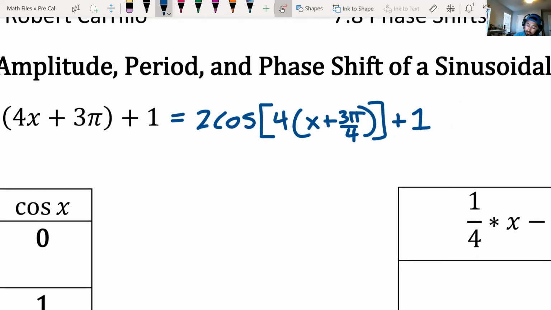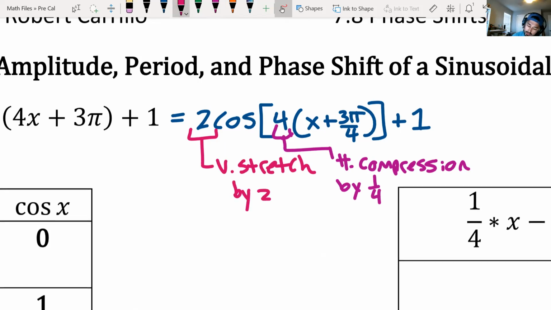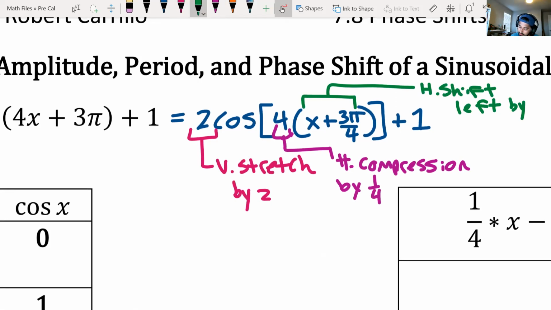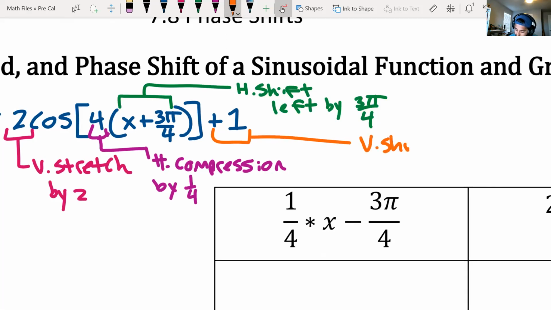Okay, let's label transformations. What does that 2 do in front? Vertical stretch. Good. What does this 4 do? Horizontal compression. By what factor? By 1/4. Don't forget to add it on that one. And then we have a horizontal shift or a phase shift. Which way? Left. So left by 3 pi over 4. Good. Horizontal shift left by 3 pi over 4. And then the very last one is what type of transformation? Vertical shift. Which way? Up or down? Up by 1. There we go.